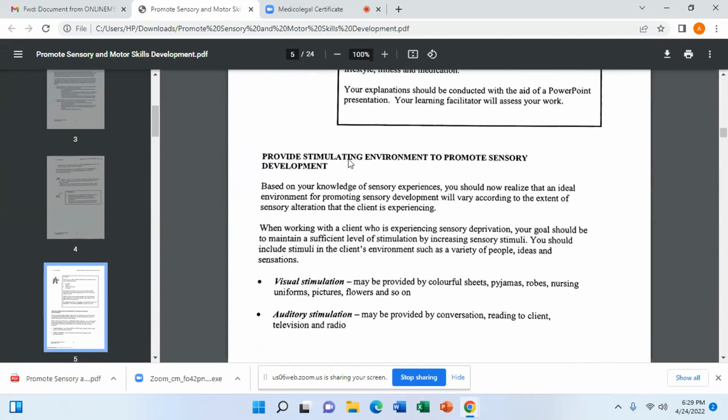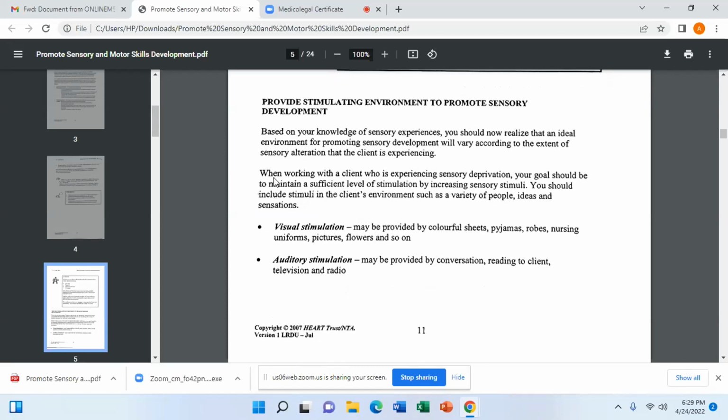So provide a stimulating environment to promote sensory development. That's the next thing, right? Based on your knowledge of sensory experiences, you should now realize that an ideal environment for promoting sensory development varies according to the extent of sensory alterations that the client is experiencing.